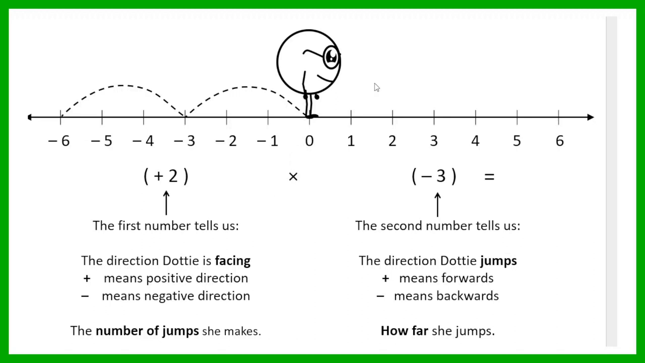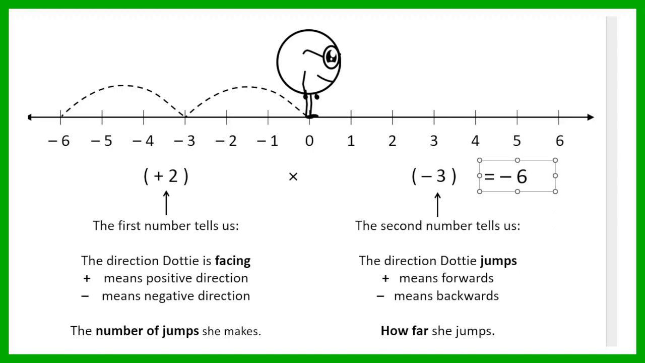Okay, so in this case, she is facing forwards because that's positive. She's facing the positive direction. If this was negative, she would be facing the negative direction. And she is making 2 jumps. And this number tells us that she is jumping backwards instead of forwards. And the 3 tells us how far she's jumping. So each of her jumps is a distance of 3. So using this, we're able to say, okay, if she is making 2 jumps, she's facing forwards, she's jumping backwards, and each jump has a distance of 3, that means she will end up over here on negative 6. So that is what we will get for that example over there.